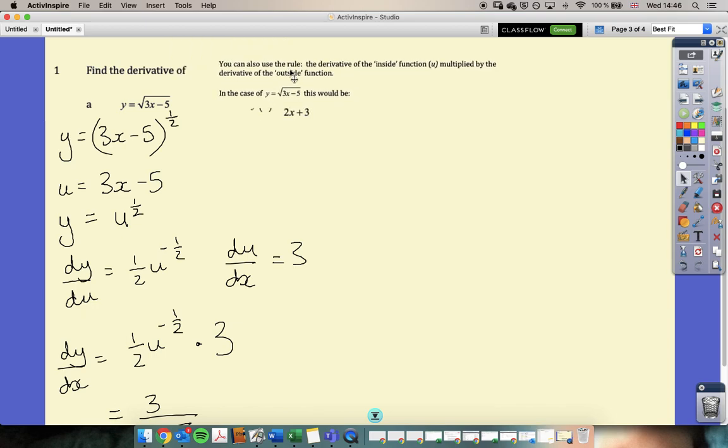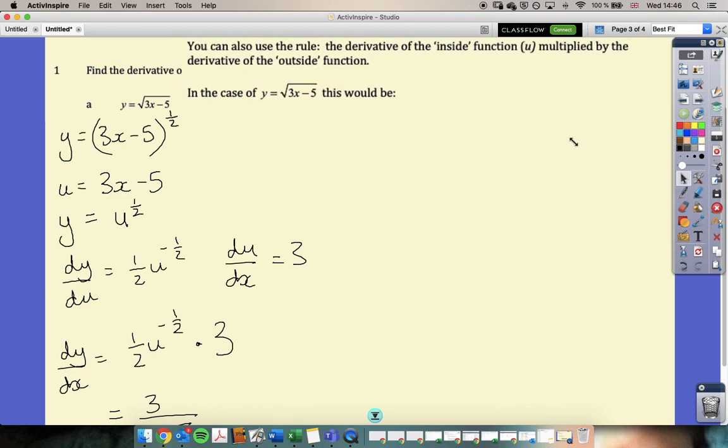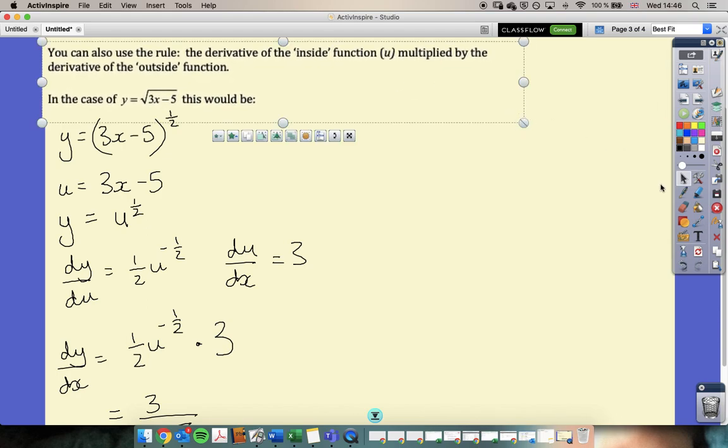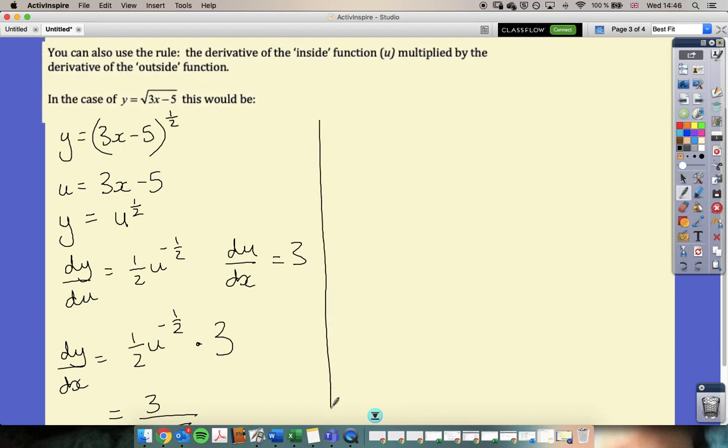Let's put this up here. Okay, just rule that off. Right, so another way of thinking about this is thinking about inside functions and outside functions. So our function was 3x minus 5 to the power of a half. So our inside function is this here. That is the inside. The outside function is square rooting it, or raising it to the power of a half. So what we can think about is the derivative of the inside function multiplied by the derivative of the outside function.